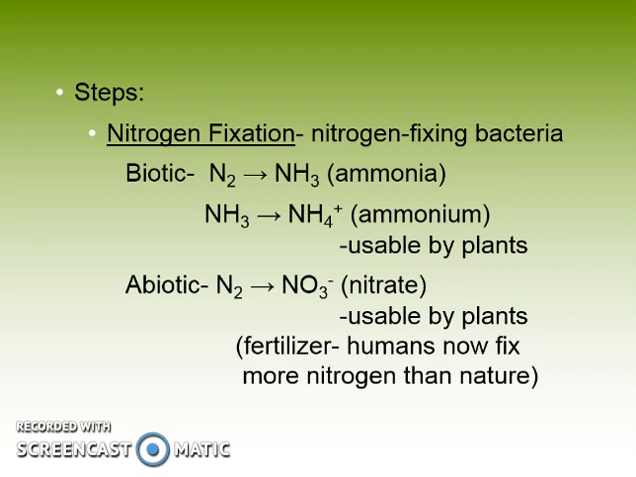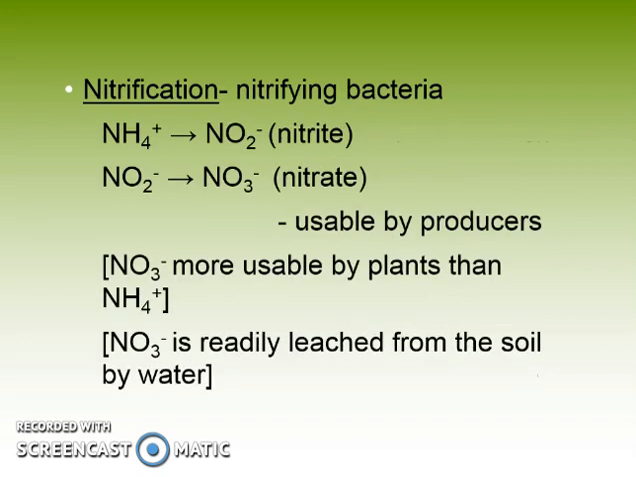Abiotic, which is humans, basically we create fertilizers. More nitrogen is fixed by us for fertilizers than nature fixes anymore. We use so much fertilizer for our agricultural purposes. So in that case, we go from nitrogen gas all the way to nitrate, which is the favorite nitrogen source for plants. That's what they prefer.